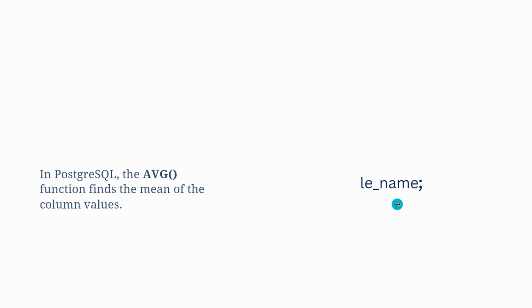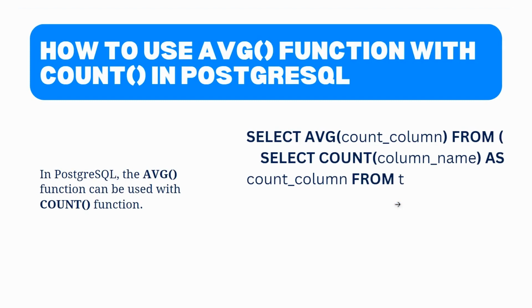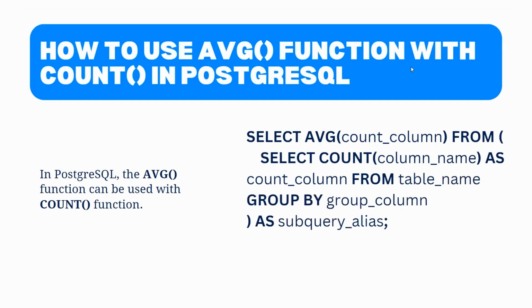So this is how to use the average function in PostgreSQL to find the average value for a specific column. Now let's move to the next topic, PostgreSQL average count. In PostgreSQL, it is possible to combine the average function with a count function to calculate the average count of a certain column in a table. The syntax for calculating the average count of a column in PostgreSQL is as follows, you can see.